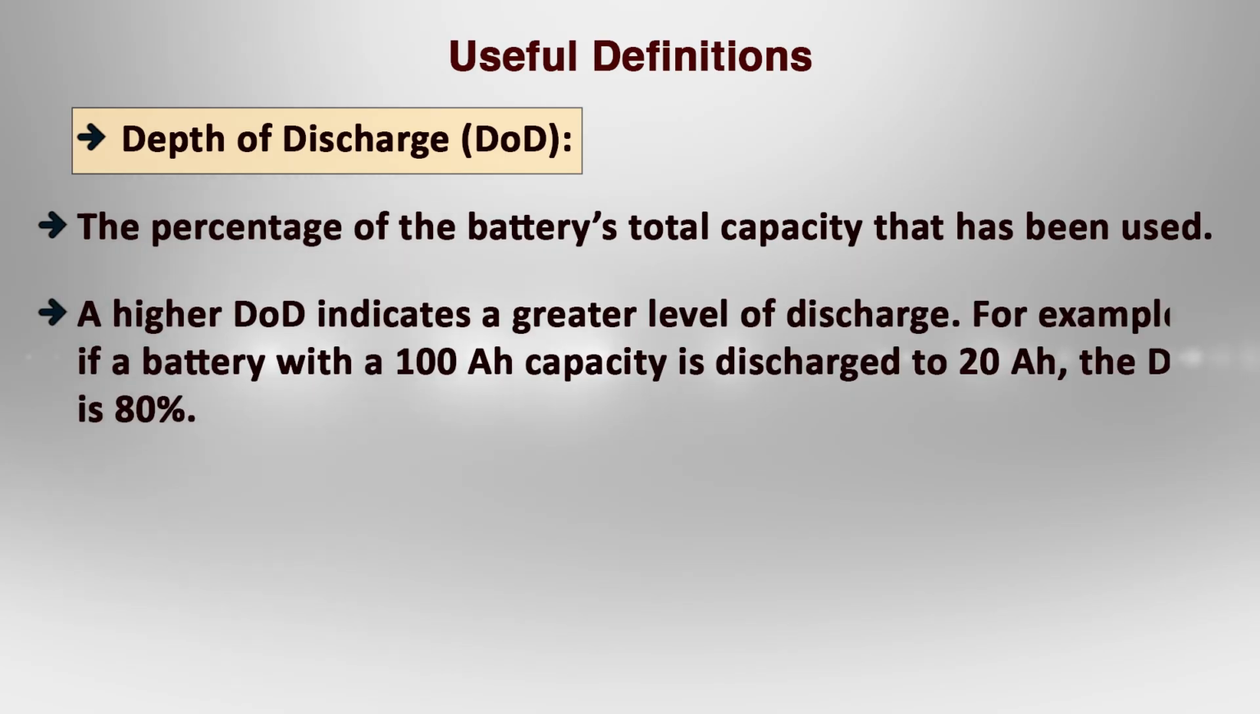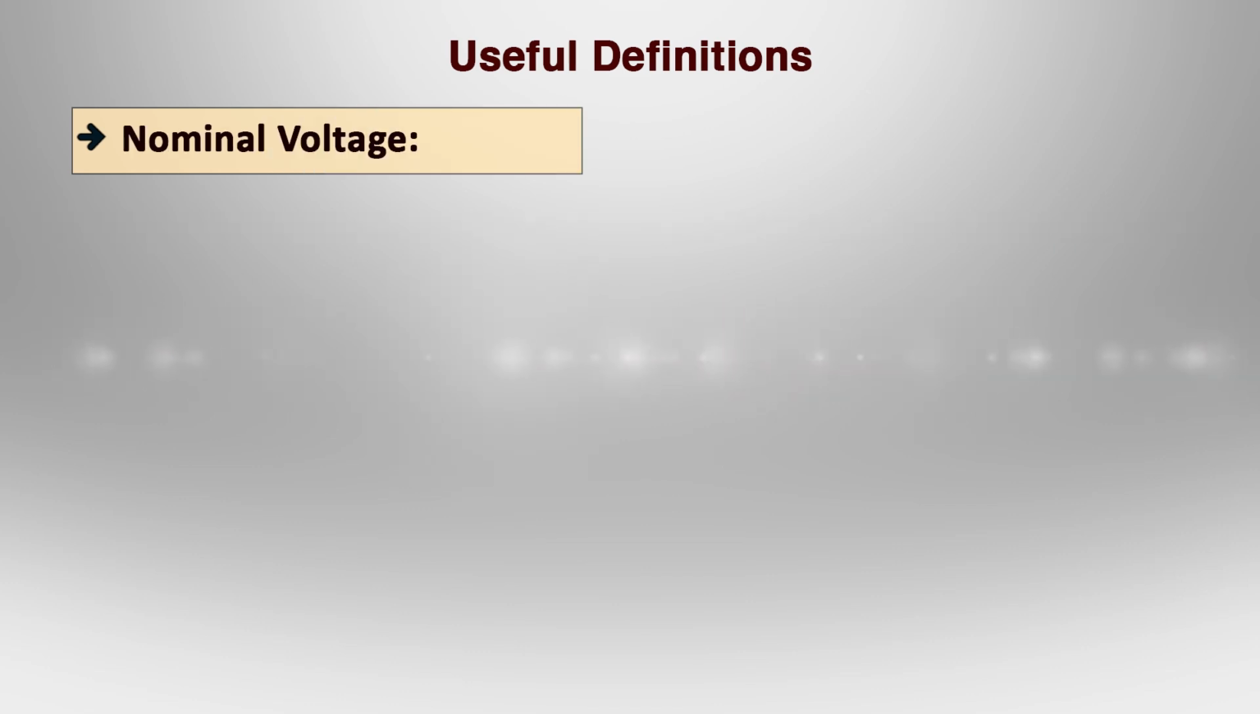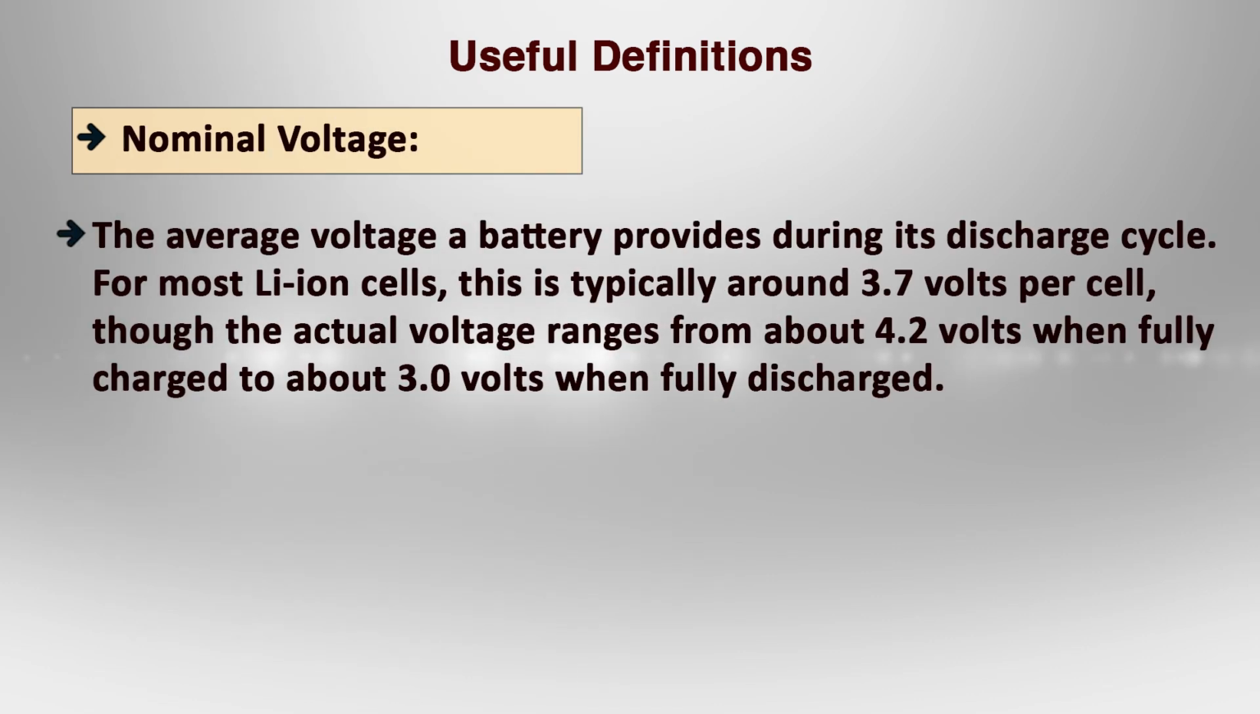The next parameter is the depth of discharge, the percentage of the battery's capacity that has been used. A higher DOD indicates a greater level of discharge. For example, if a battery with 100 Ah capacity is discharged to 20 Ah, which means its depth of discharge is 80%. The next parameter is the nominal voltage. The average voltage a battery provides during the discharge cycle is known as nominal voltage. For most lithium ion battery cells, the typical value of nominal voltage is 3.7 volt, though the actual voltage range is from about 4.2 when fully charged to about 3 volt when fully discharged.